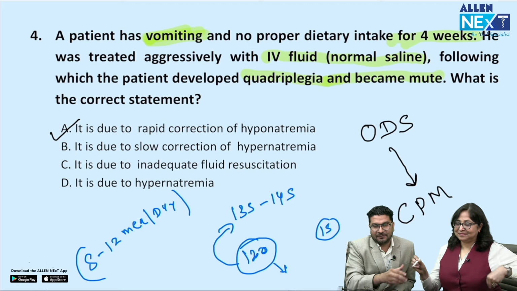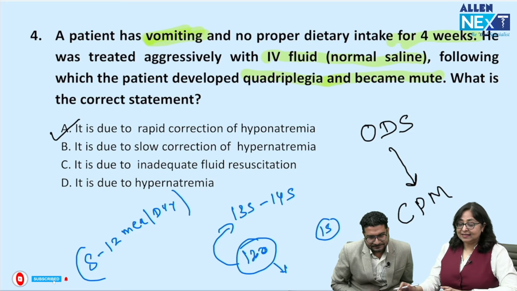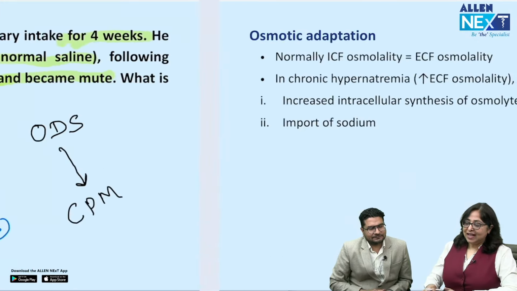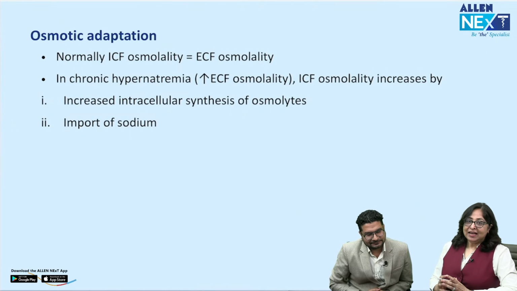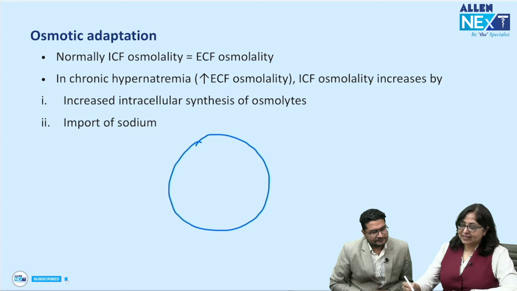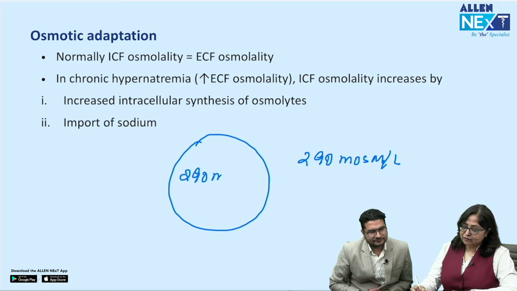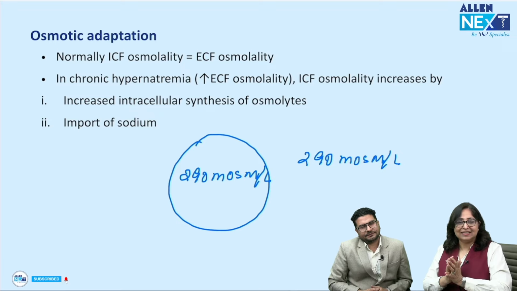Ma'am will explain some physiology part of this. Yes, so why is this rapid correction of hyponatremia so dangerous? This is because of what is known as osmotic adaptation. Normally we know that the ECF and the ICF osmolality is the same. So if ECF osmolality is 290 milliosmoles per liter, ICF is also 290 milliosmoles per liter. This is normally what happens in all the cells.